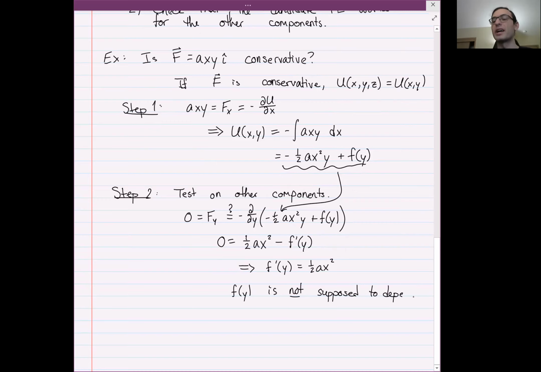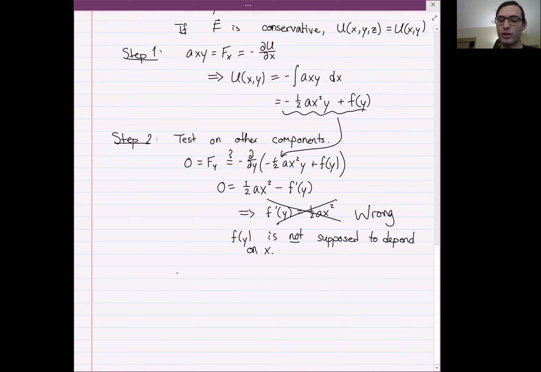It should only depend on y and maybe other constants. And so this is wrong. It doesn't work. There is no function f prime of y that has to be equal to 1/2 ax squared, because if the derivative depends on x, then the function has to depend on x, right? So there is no way. So there is no function u of x and y that is a potential energy for the force f.